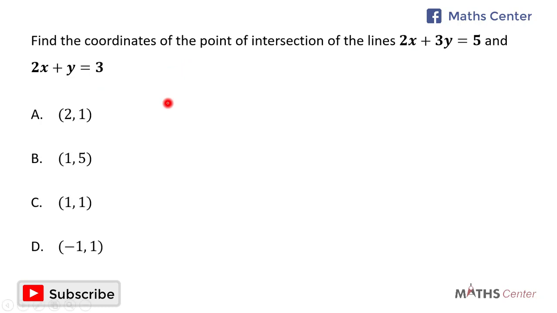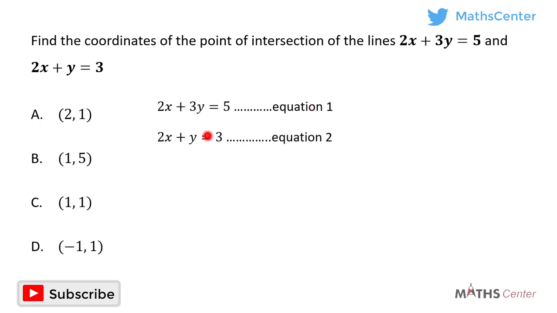When two lines intersect, you can find the coordinates of the point of intersection of the two lines by solving the equations of the two lines simultaneously. So here, to get the coordinates of the point of intersection of these two lines, we are going to solve the equations of these two lines simultaneously. The first one is 2x plus 3y is equal to 5. I'll call that equation 1. And the second one is 2x plus y is equal to 3. I'll call that equation 2.